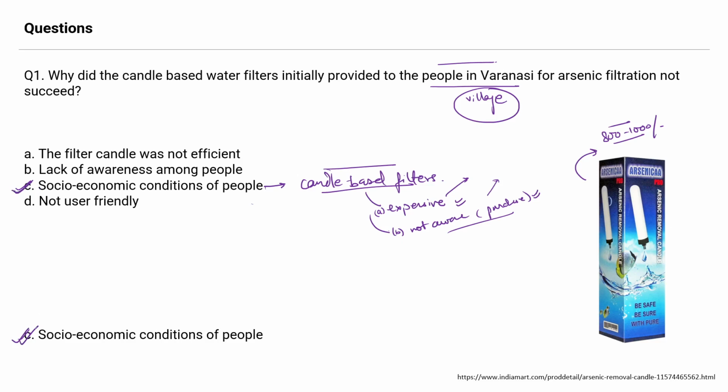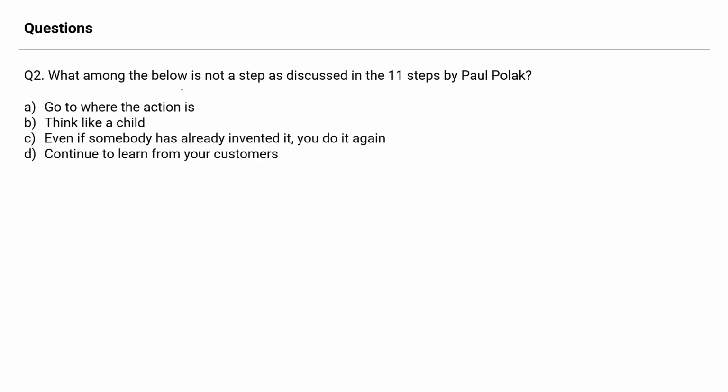Let's go to our second question. Which among the below is not a step as discussed in the 11 steps by Mr. Paul Pollack? The options are: go to where the action is, think like a child, even if somebody has already invented it, you do it again, continue to learn from your customers. It is C. Even if somebody has already invented it, you do it again. That's not a step. Okay, anyone else?